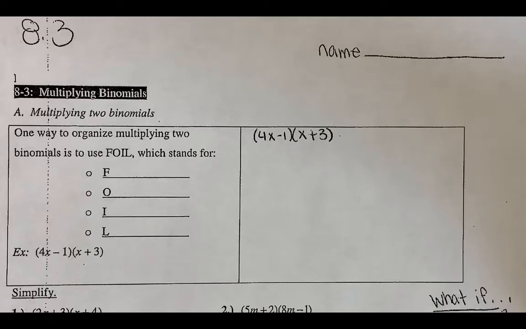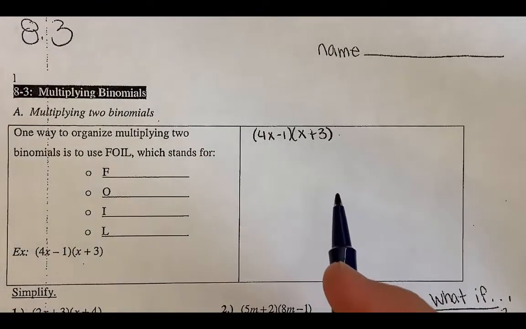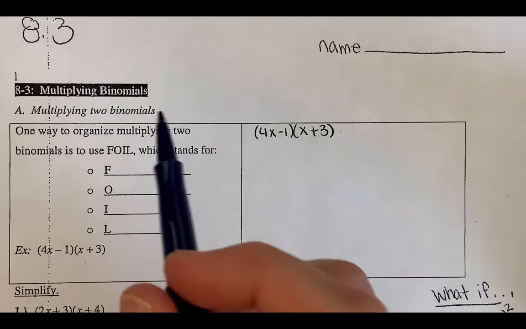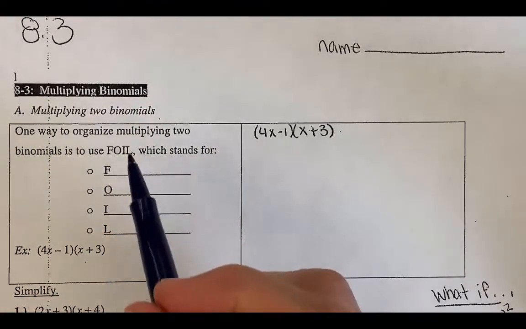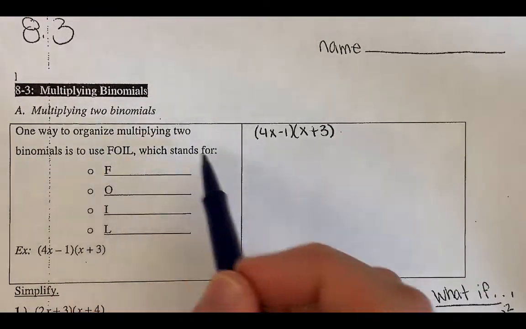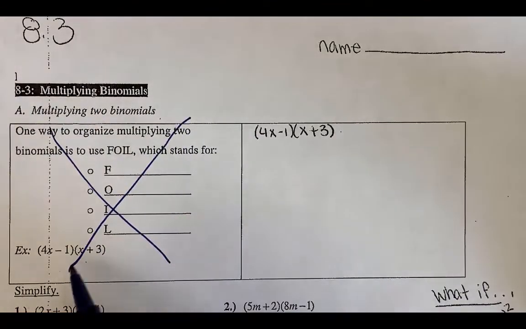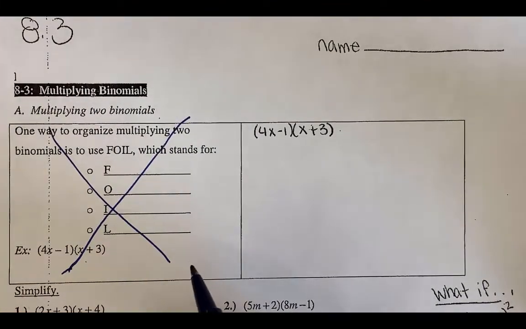All right, we're going to learn section 8.3, and 8.3 is multiplying binomials. Remember, a binomial is a two-term polynomial, bi meaning two. So when we multiply two binomials, there's a couple different ways you can think about how to do this. There's the FOIL method, but the FOIL method is really just an extension of, or sort of like a mnemonic for remembering the distributive property.